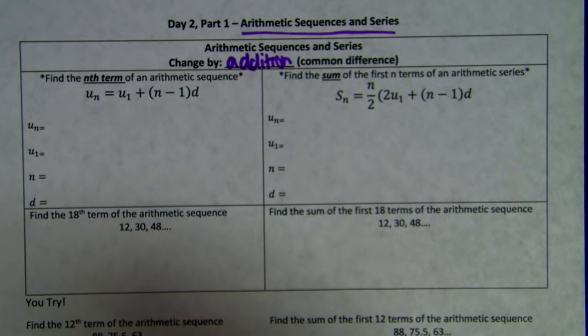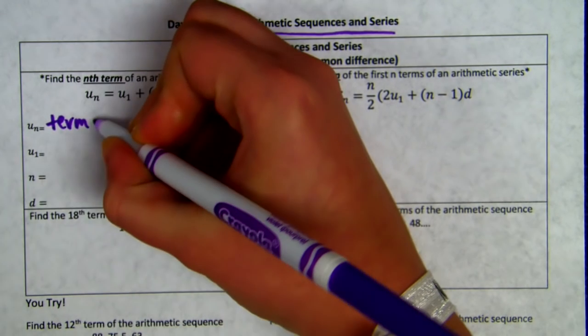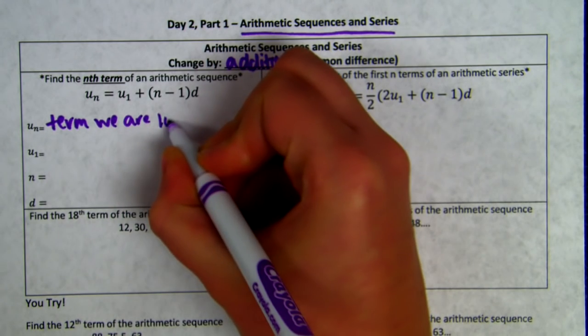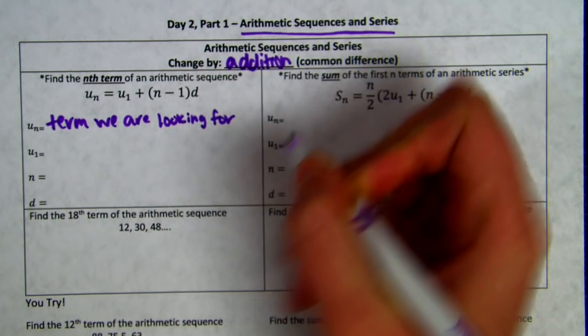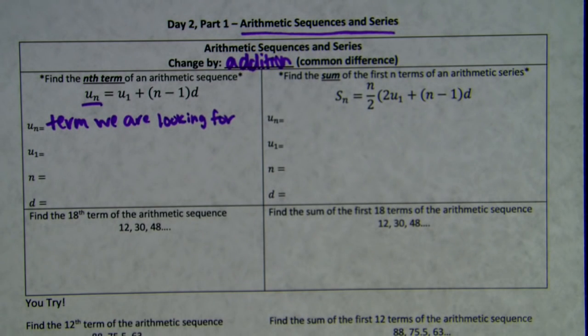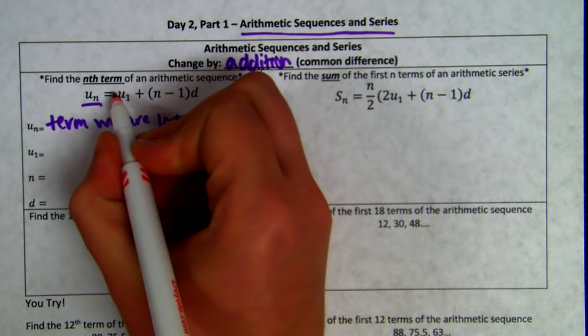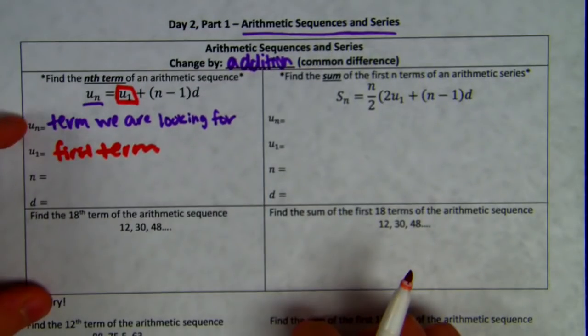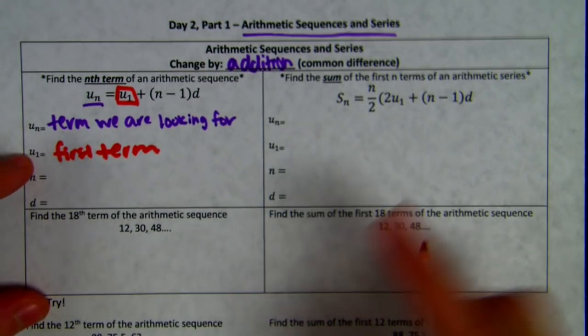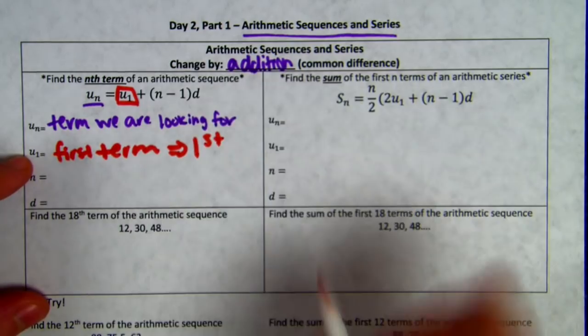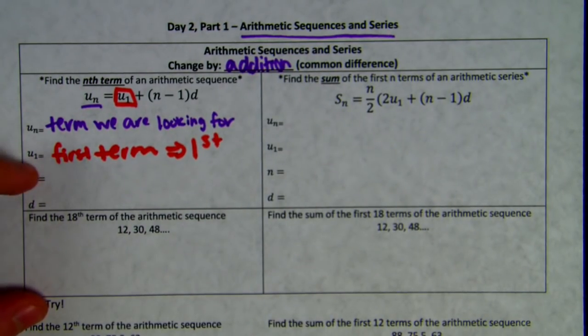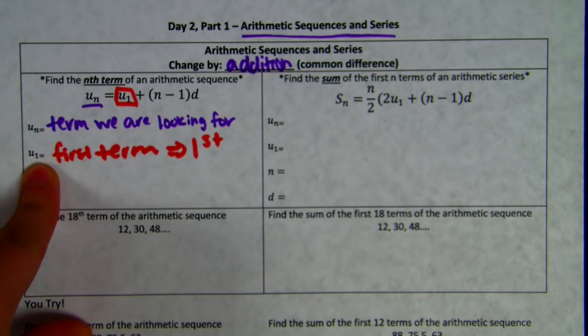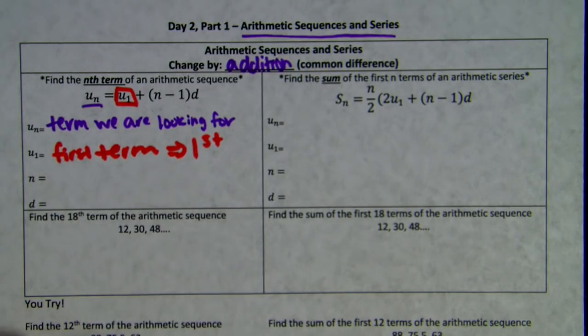Un over here, Un is the term we are looking for. So that would be right here. U1 represents, this is U1 right here, our first term. Notice that the difference between Un and U1 is that there is a 1 filled in for the n. So that makes sense that it's the first one, right? Because it's n equals 1 because it's the first term.